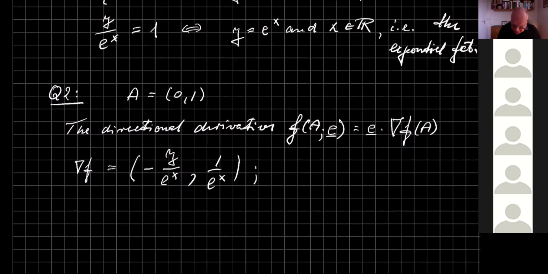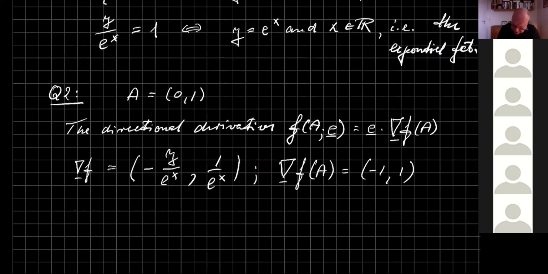And if you do it in this point here, I should state that this is a vector, the gradient of f in the point A, and this is equal, now e to the 0 is 1, and y is 1, so you get (-1, 1). So this is the gradient.